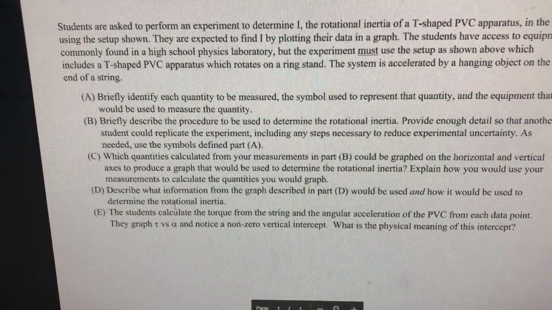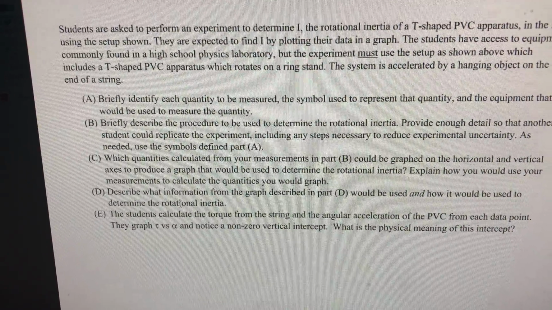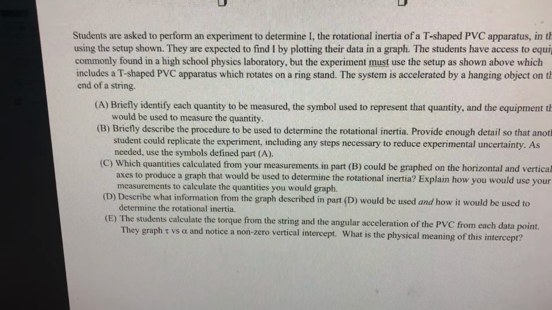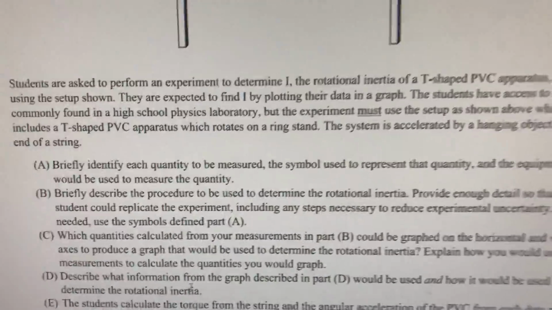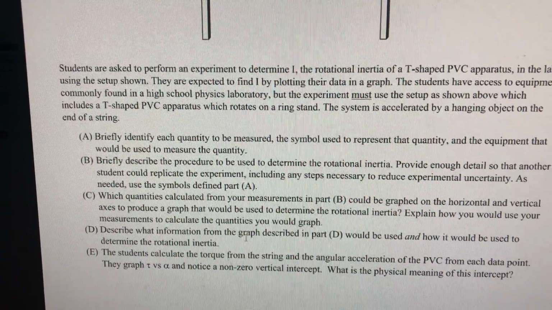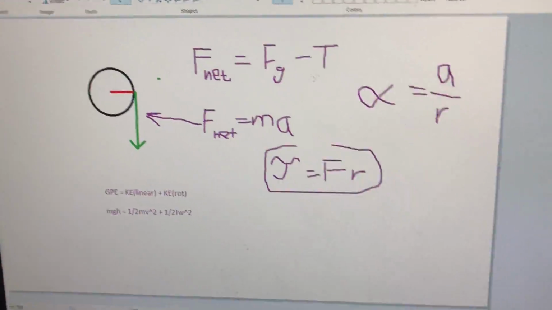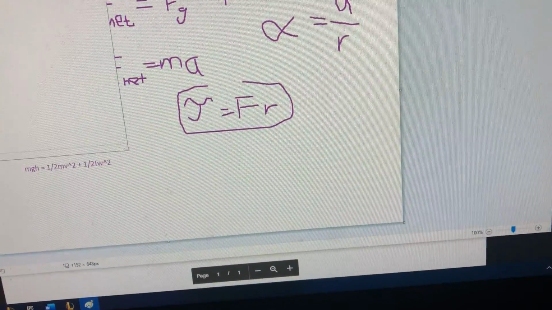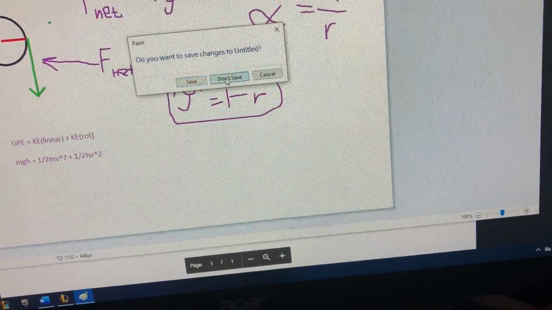All right, part D: describe what information from the graph described in part C would be used and how it would be used to determine the moment of inertia. Okay, this is where it gets a little weird, and I kind of got caught up on this for a little while. I'm going to do a new paint because I'm out of space. All right, here's our graph.